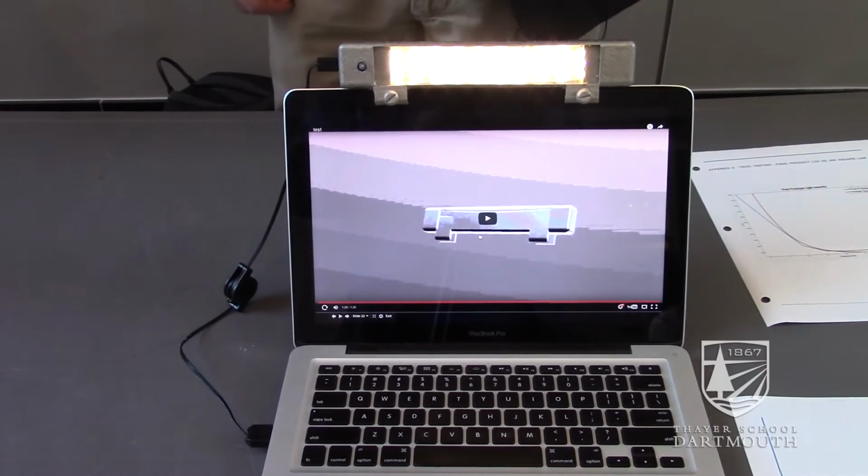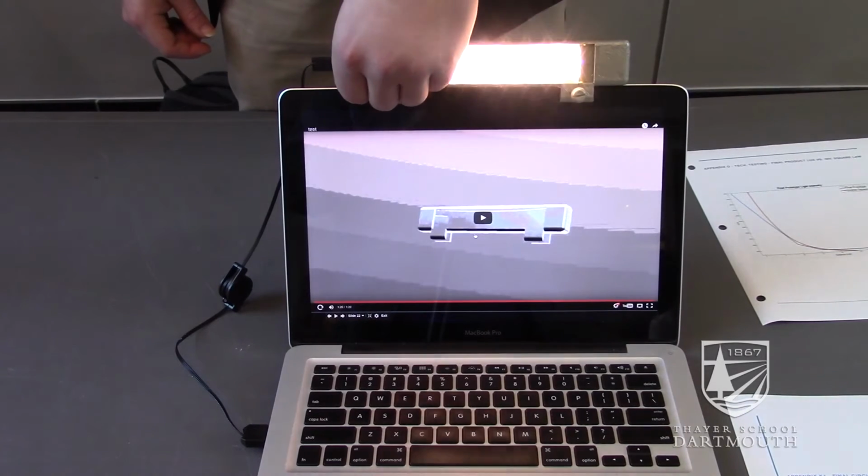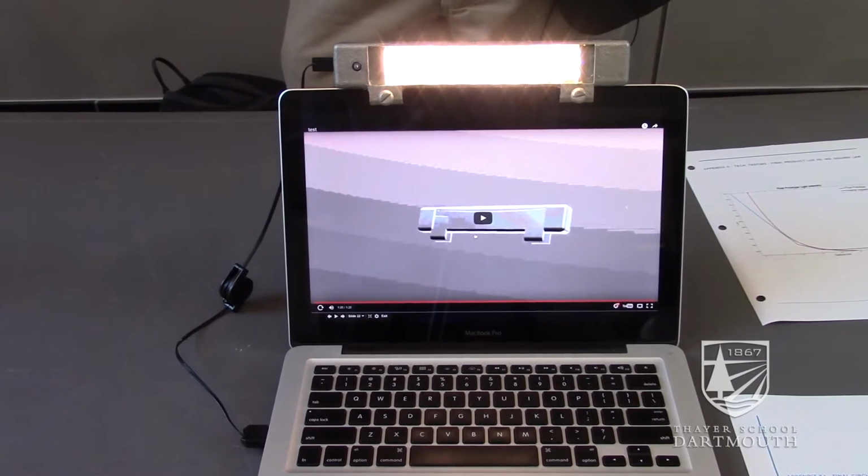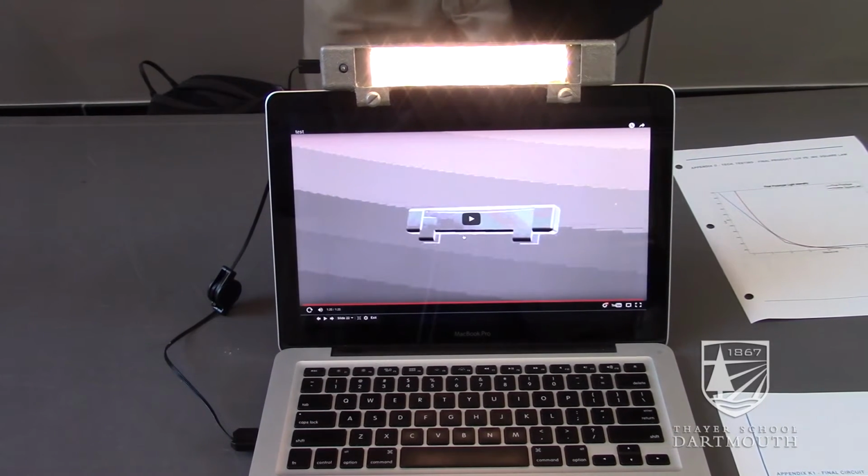It's an adjustable light, so we have a potentiometer inside of our circuit that allows us to adjust the intensity of the light. A lower intensity for a longer amount of time will achieve the same sort of effect as a higher intensity for a shorter amount of time.